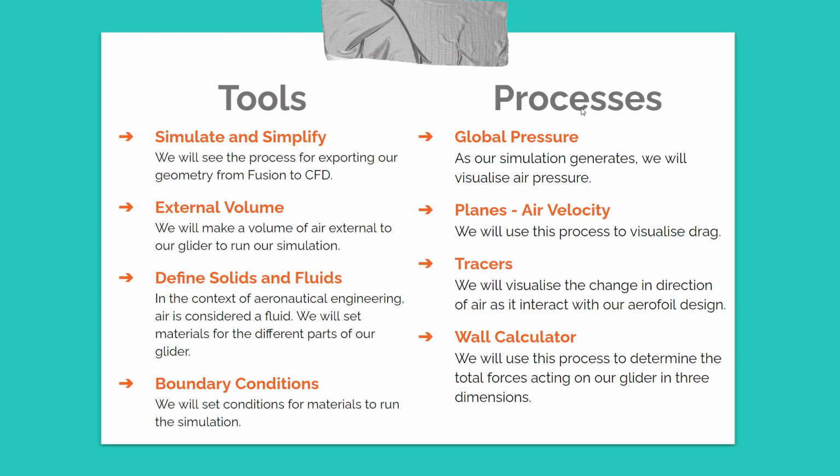Some of our processes: we're going to set global pressure, so we can visualize the air pressure on the surface of our glider. We're going to use the planes tool to check air velocity around our glider as well, and we'll use that to check in with Bernoulli's principle and really see firsthand the relationship between airspeed and air pressure. We're also going to use tracers to check for laminar or turbulent airflow, and we'll be using a wall calculator finally to determine the force in newtons acting on our glider while it's in the simulation.